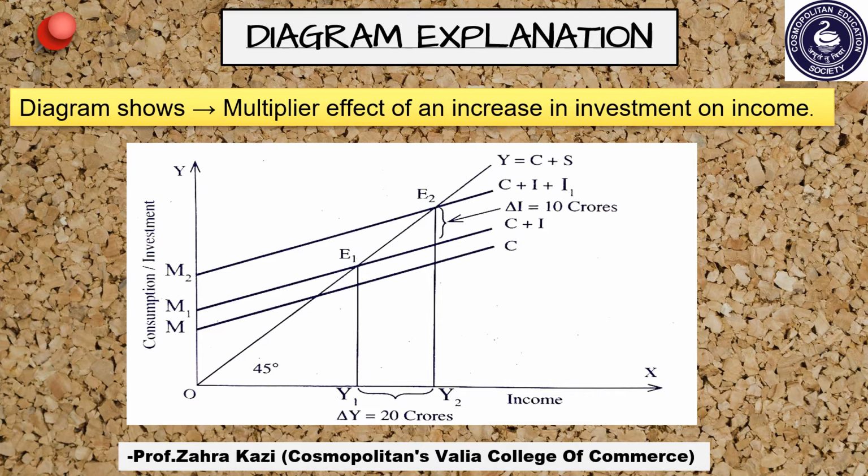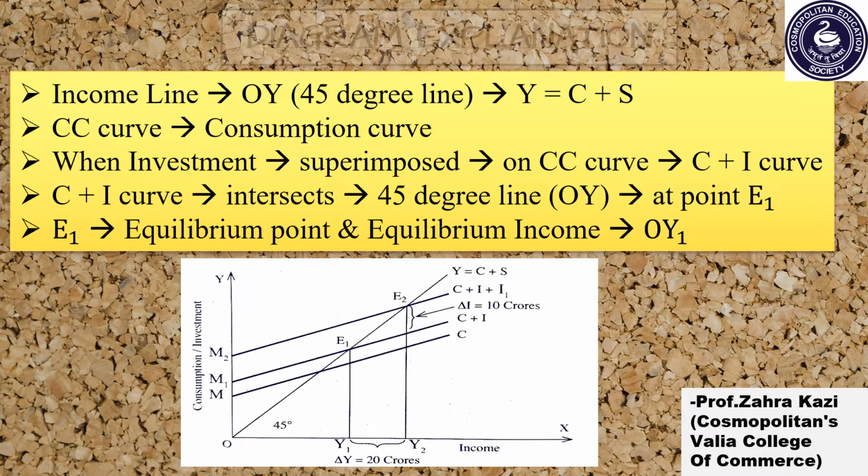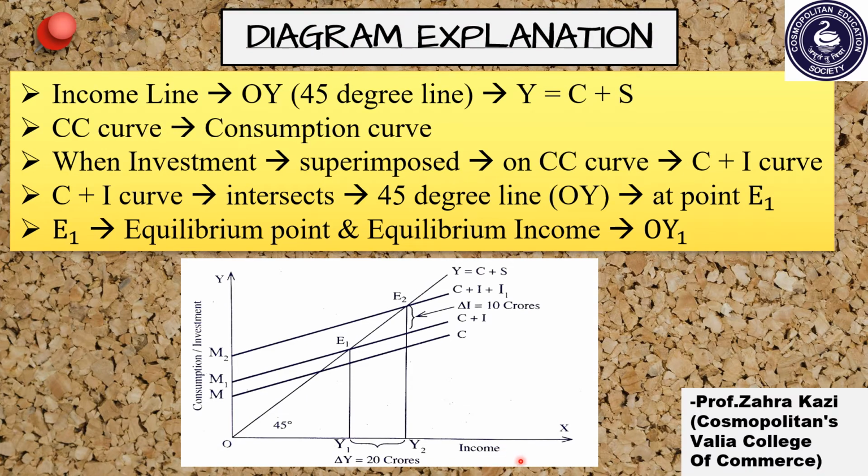This diagram shows the multiplier effect of an increase in investment on the income. Let's understand this diagram in detail. In the diagram, the x-axis shows income level and the y-axis shows consumption level as well as investment level.